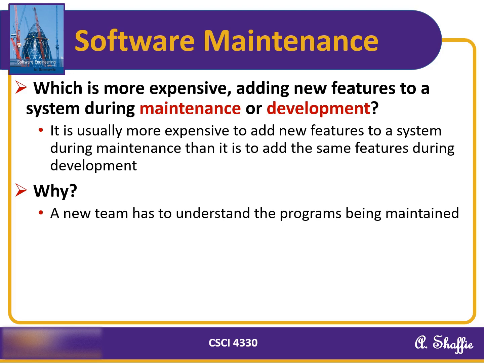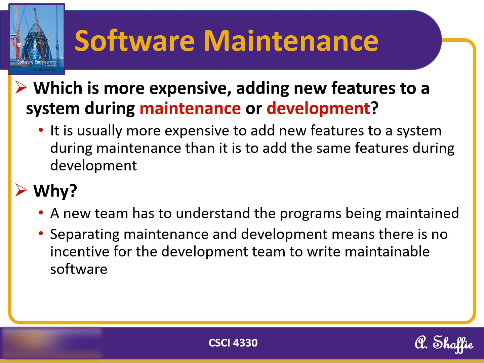First, when a new team is assigned to maintain the system, they need to spend significant time understanding the existing code base and how the program works. This increases both time and cost. Second, when development and maintenance are handled by different teams, the original developers often lack the motivation or incentive to write maintainable, well-documented code. This oversight can make future changes more challenging.